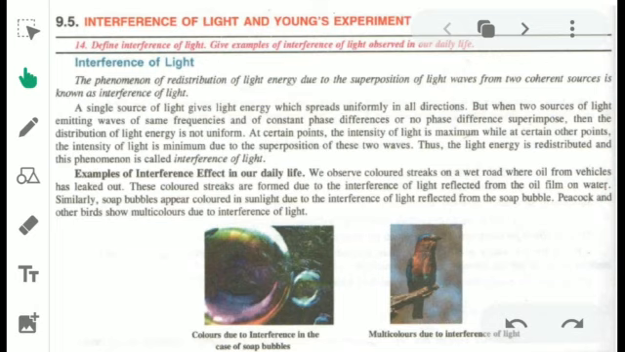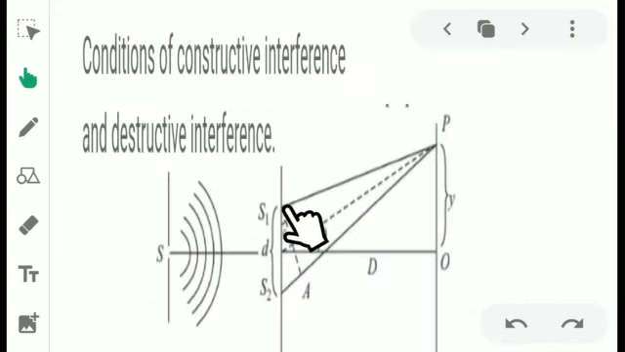Here we are going to discuss what is the intensity of the bright fringe, and what is the fringe width of bright and dark fringes. What is meant by interference of light? The phenomenon of redistribution of light energy due to the superposition of light from two coherent sources is known as interference of light. Here S1 and S2 are two coherent sources.